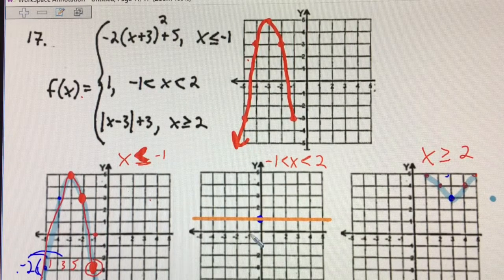The next domain restriction is between x is negative 1. I go to negative 1 on the x-axis. There's nothing there. I go up to the graph. I put an open circle. Now there's no line underneath the inequality, so I leave that circle open. I go to x value 2. Nothing there, so I go up to the graph, I circle that. Notice there's no line underneath the inequality, so I leave that circle open.